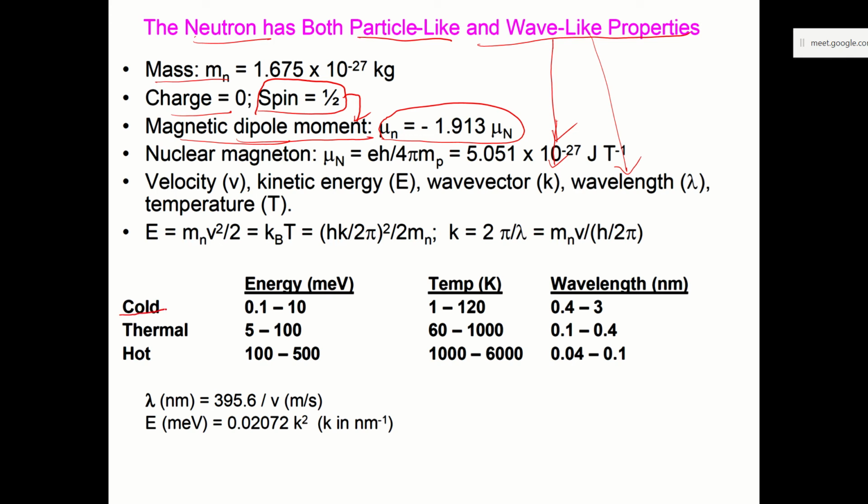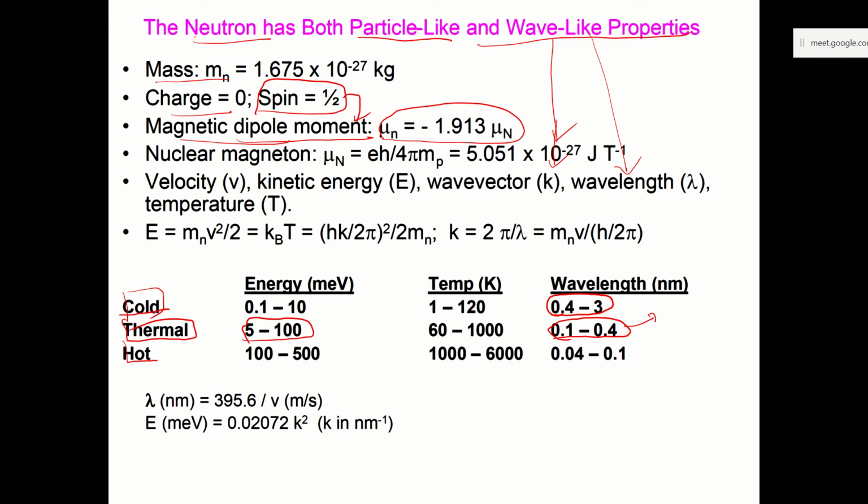So you have neutrons classified into three different categories based on their energies: cold neutrons, thermal neutrons, and hot neutrons. You see the wavelengths here: 0.4 to 3 nanometer, and 0.1 to 0.4 nanometer. So this will suit you. 0.1 to 0.4 nanometer, that means 1 angstrom to 4 angstrom. So this might suit you. Usually this one is the most suitable one, with 5 to 100 MeV.